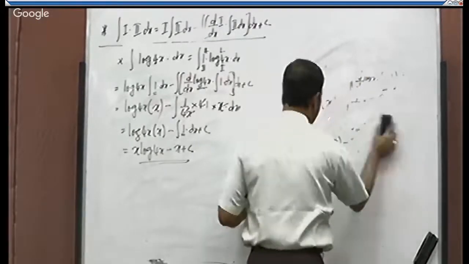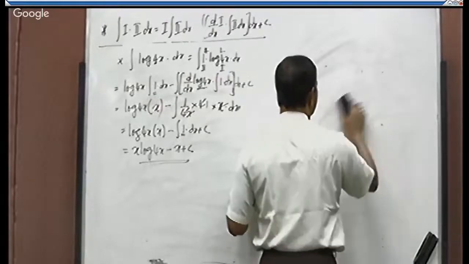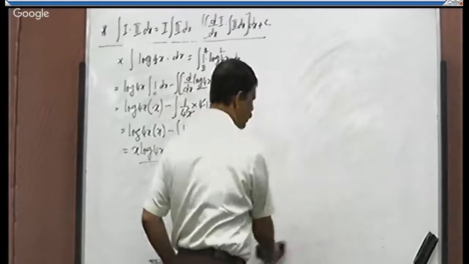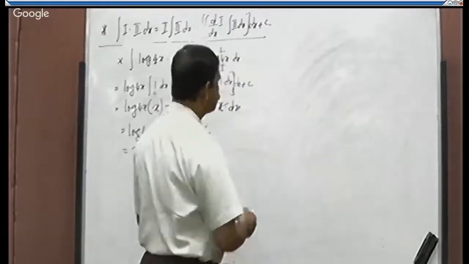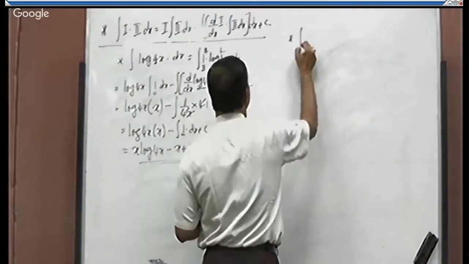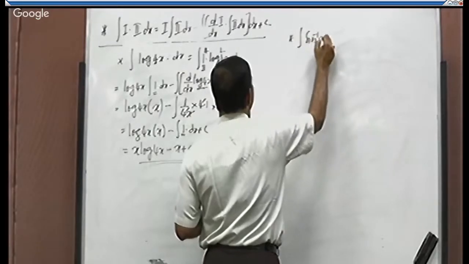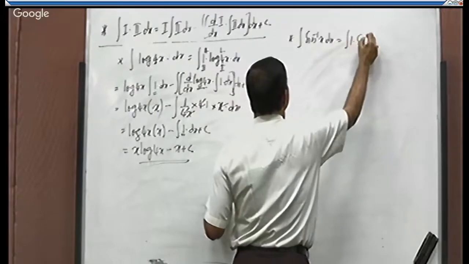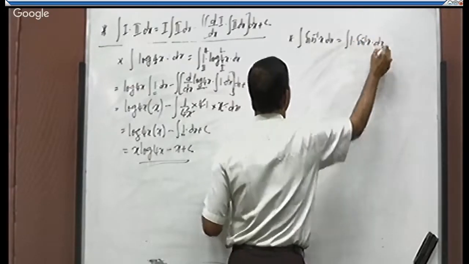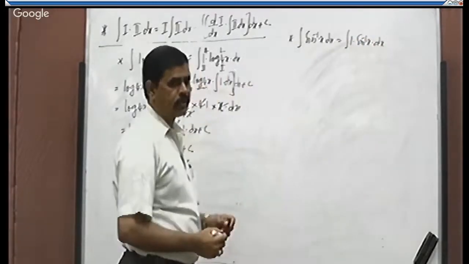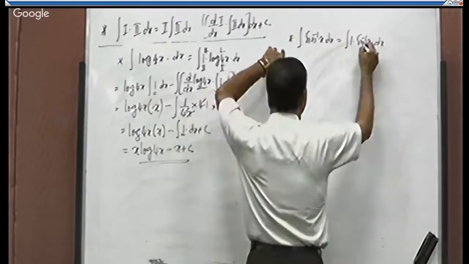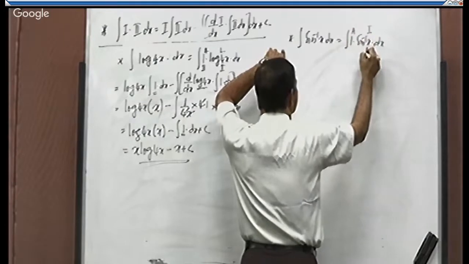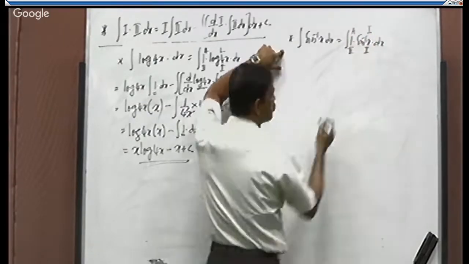If I take only an inverse function, like sine inverse x or tan inverse x, here also I should multiply that with what? 1 dx. Make this into 1 into sine inverse x dx. Sine inverse x is taken as 1 into sine inverse x. So sine inverse x is the inverse function, and 1 is the algebraic constant. This will become first and this will become second.